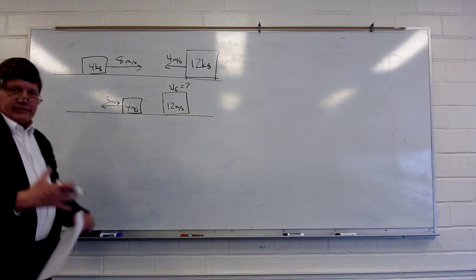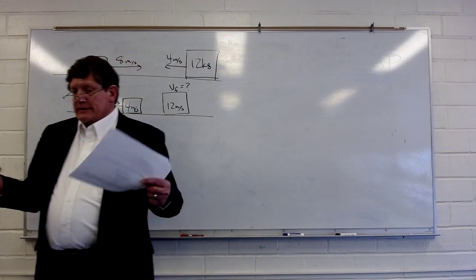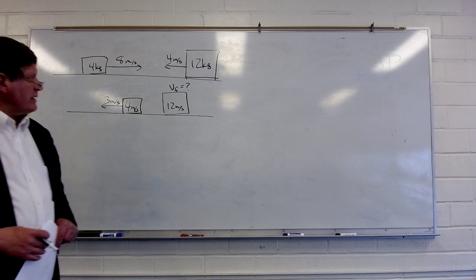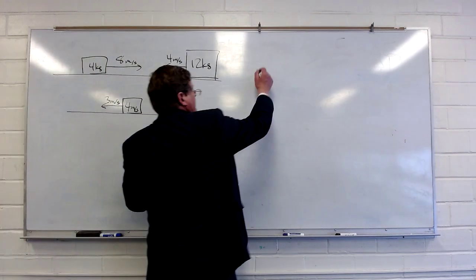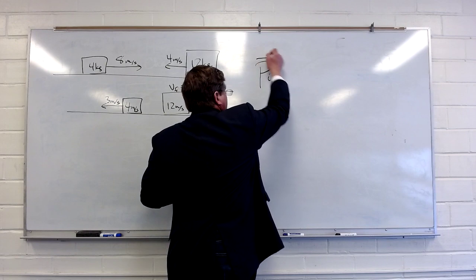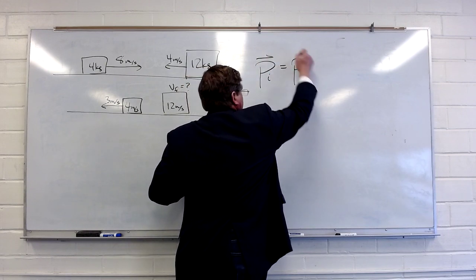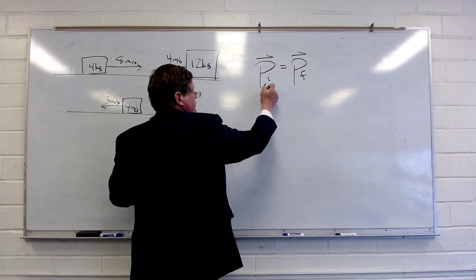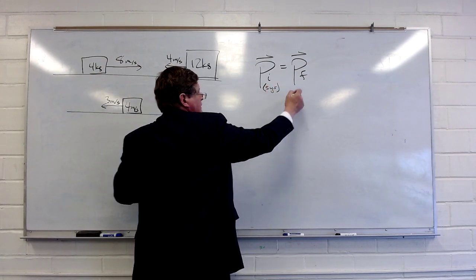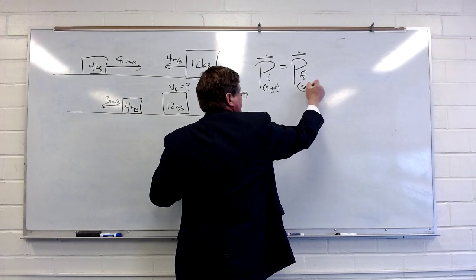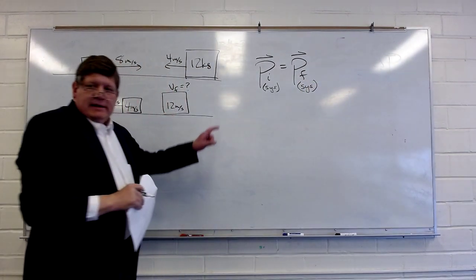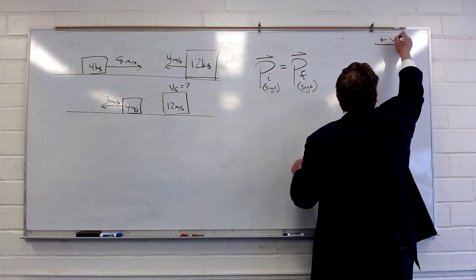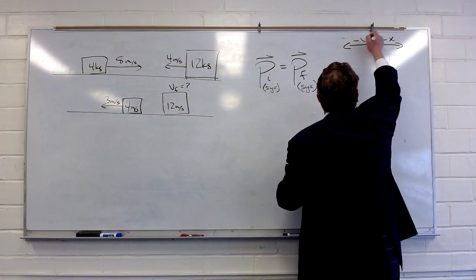Well, this is a standard, actually it's the canonical collision problem. All collision problems are the same problem right here. And we solve them with conservation of momentum, where this momentum is for the system comprised of both blocks. And because this is a vector equation, I need a coordinate system, and I need to stay true to that coordinate system.